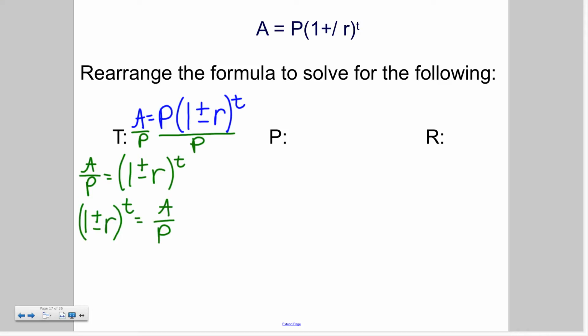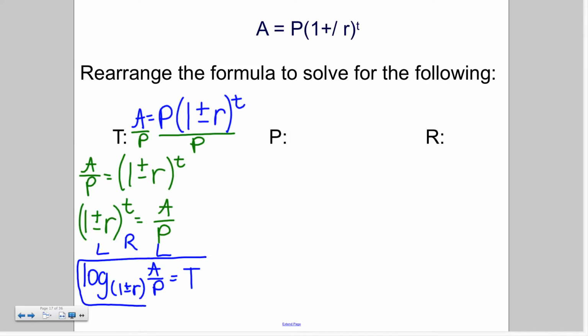Now, whenever we have it like this, we'll want to find t, so left, right, left. That's going to end up being the log base (1 plus or minus r) of A over P is equal to t. Now, we were wanting to find t, and we've got t by itself, so we have finished that one.